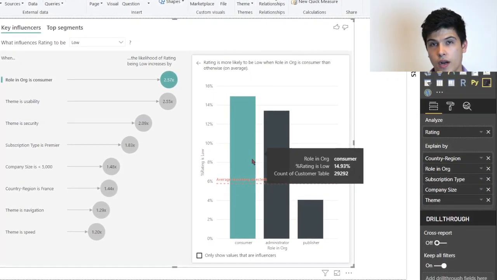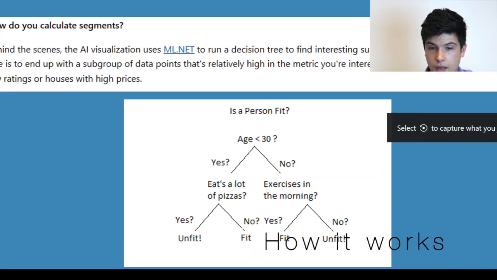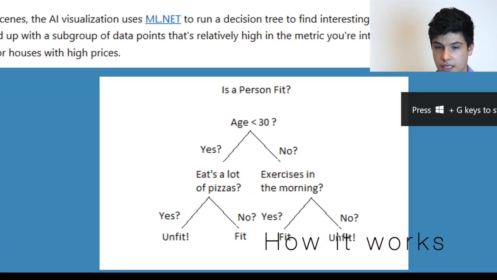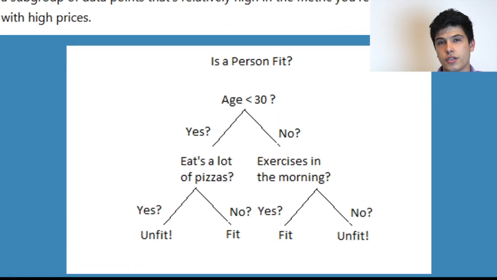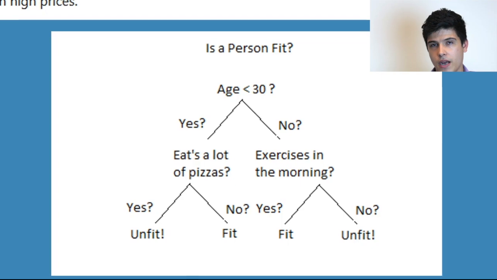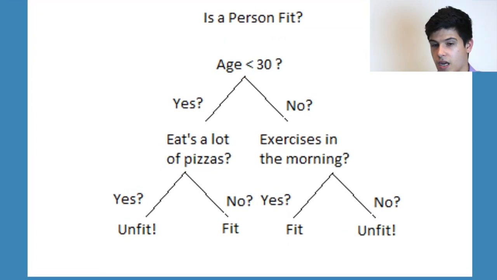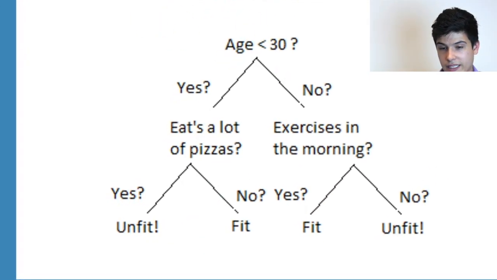So how does this all work? So they use a decision tree powered by ML.NET, which is an open source machine learning project that Microsoft has invested a lot in. So basically you should be familiar with the concept of a decision tree from infographics, from blogs. I've seen a lot of this stuff on Facebook. So here's a really basic example.